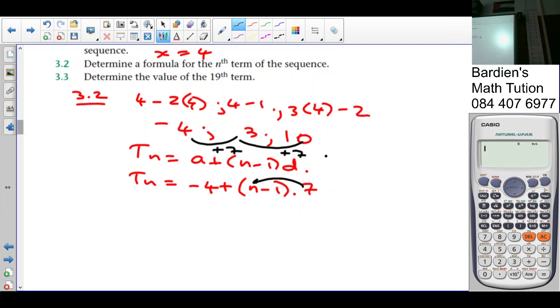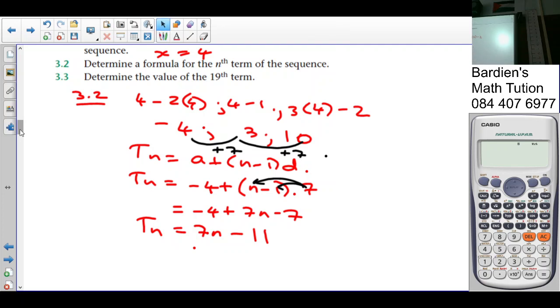So what do I do now? Multiply out. Get rid of the brackets. So it's negative 4 plus 7n minus 7, which is 7n minus 13. Who got that answer? Who got a different answer? What did you get? Minus 11. Should be minus 11. The people who put up their hands, how did you get the wrong answer? How did you get 13? You must tell me when I'm wrong. Alright. You're with me.